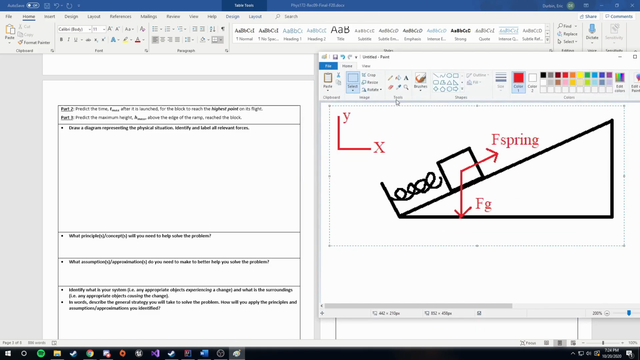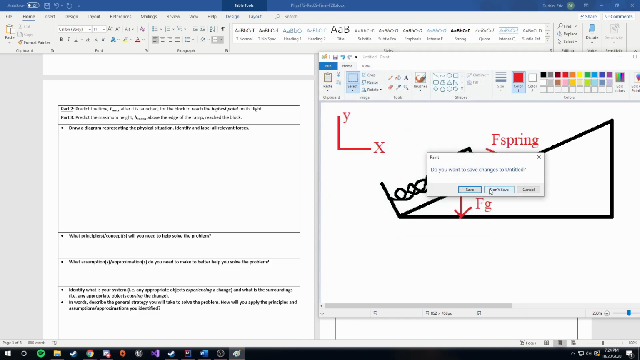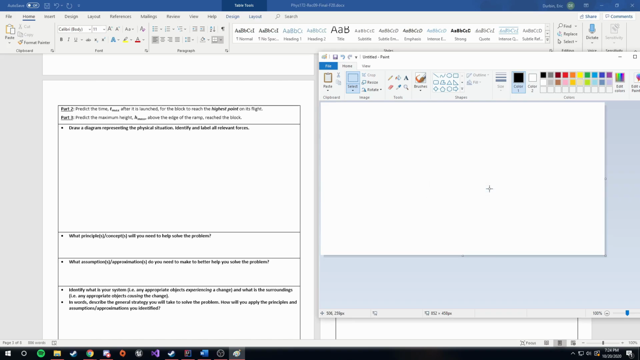Diagram. I don't know what to draw, just like a parabola? Yeah, I guess so. Unfortunately, I don't know how to draw a parabola. It's a rainbow. Ooh, that was almost good.